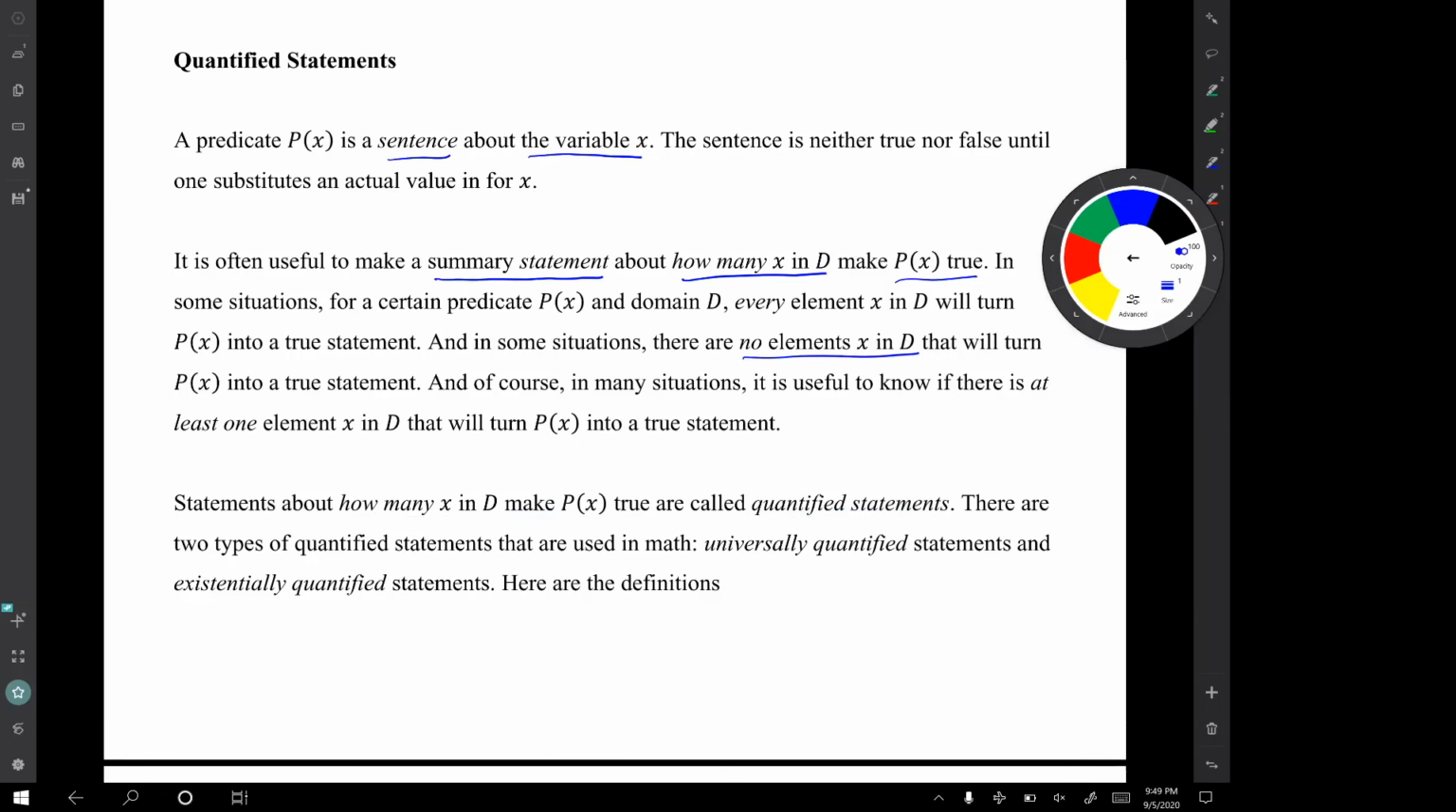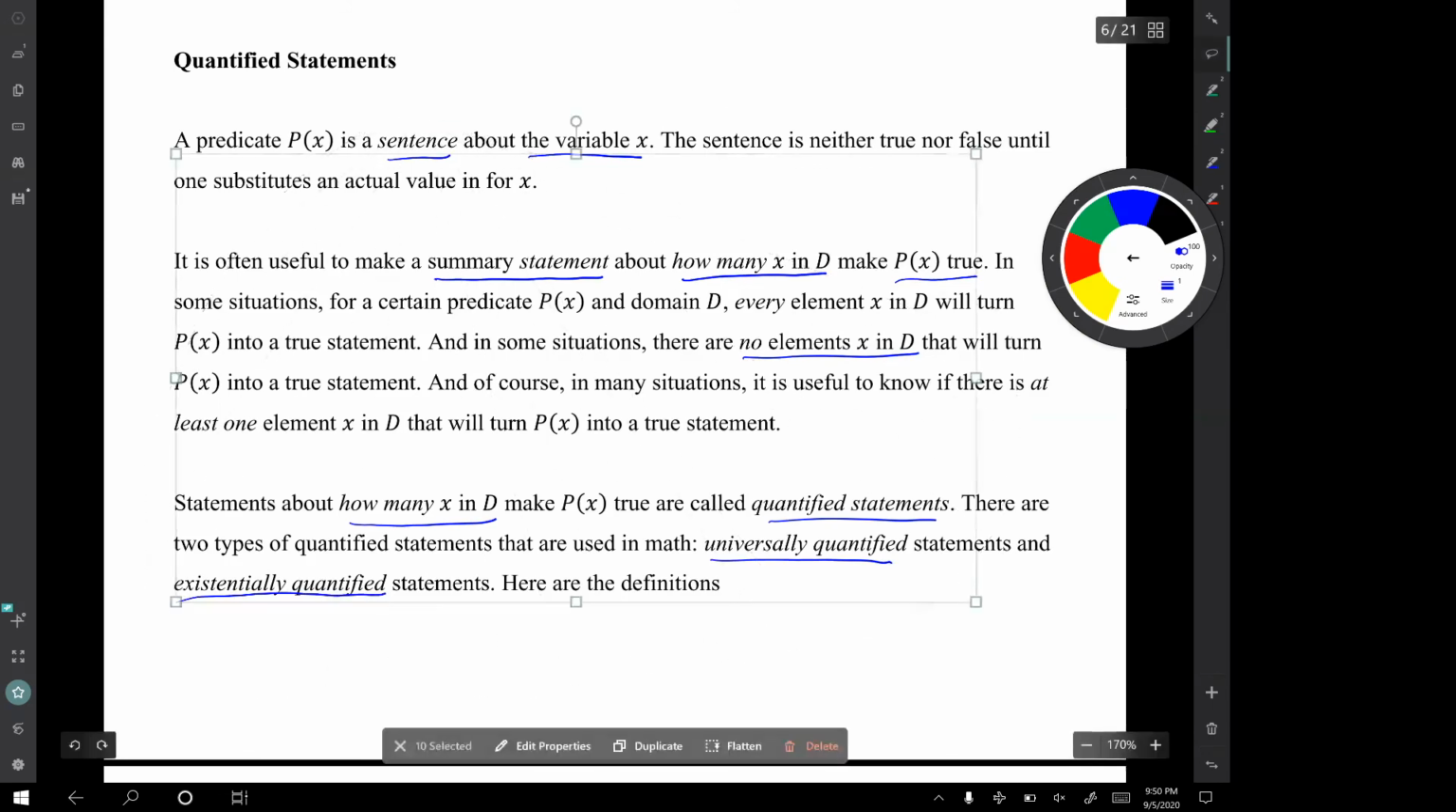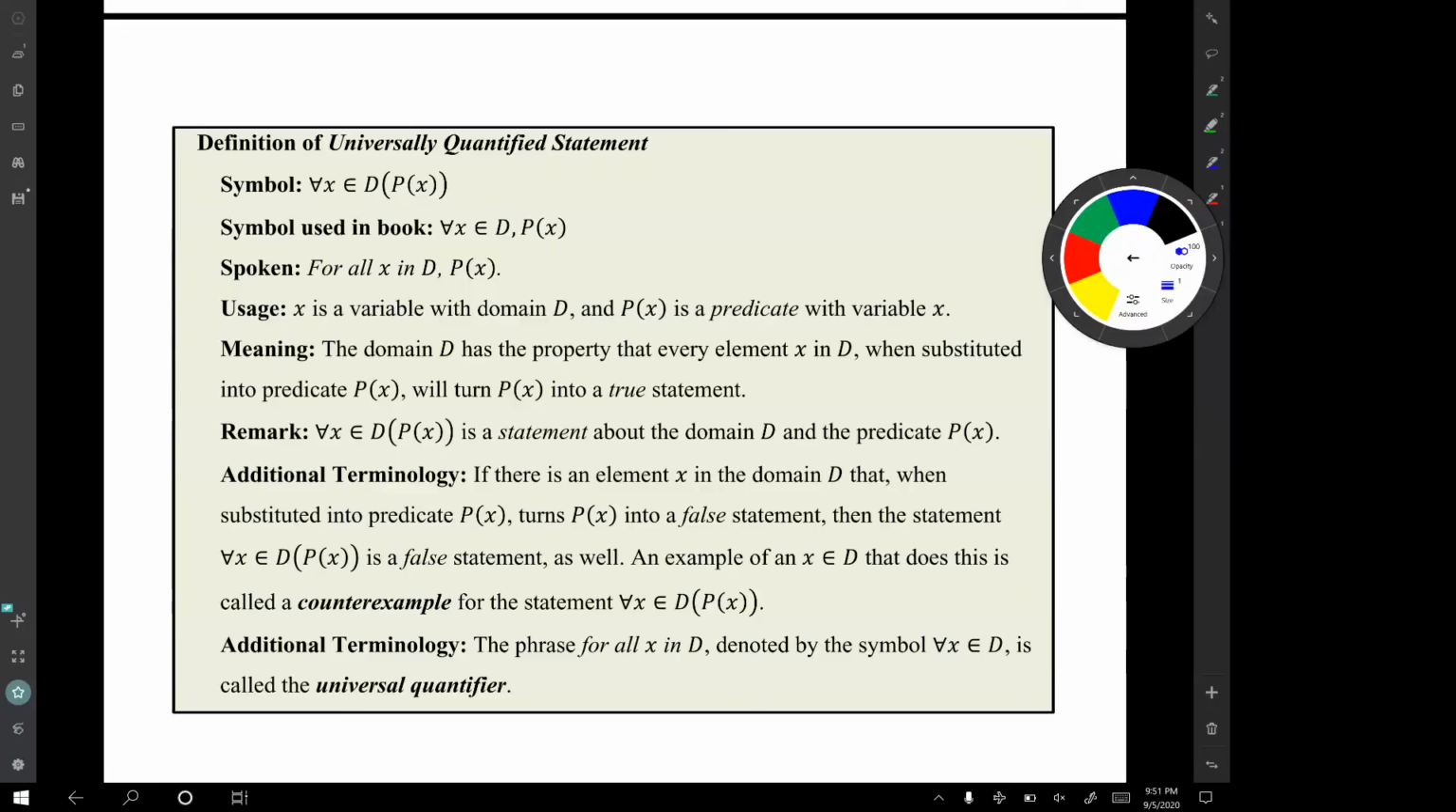Statements about how many x in the domain make P of x true are called quantified statements. There are 2 types that are most used in math: universally quantified statements and existentially quantified statements. Here are the definitions. We'll start with the definition of universally quantified statement.